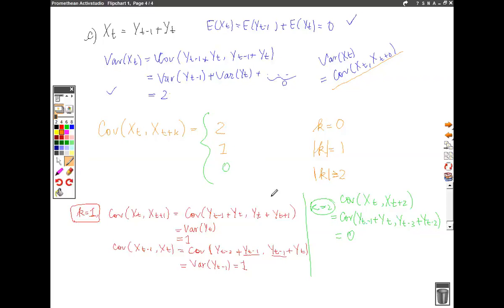It is weakly stationary, confirmed. Yeah, right. Because we know that the mean is constant, the variance is constant, and the covariance depends only on the lag, which is also constant. See, the covariance has no t term in there, and thus we can see that this process is indeed a weakly stationary process. So it is a weakly stationary process.